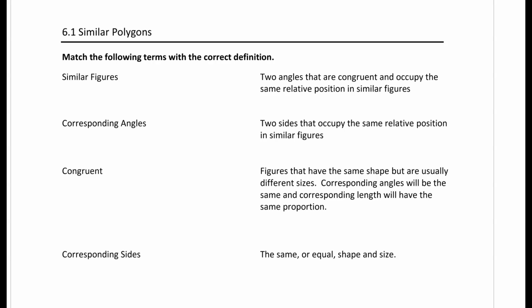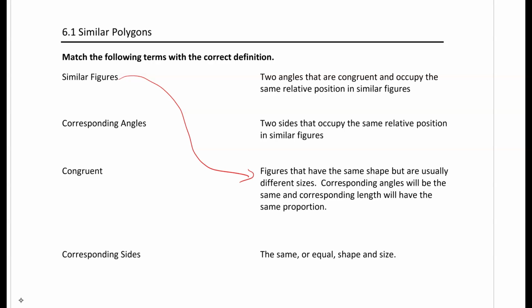Hey everybody, and welcome to the second lesson of the Similarity of Figures unit. We're going to be looking at 6.1 today, which is similar polygons. We'll be starting off with some terms and their definitions, and then we'll be using these terms within the lesson for today. The first one that we'll look at is similar figures, and this is going to match up with this definition right here.